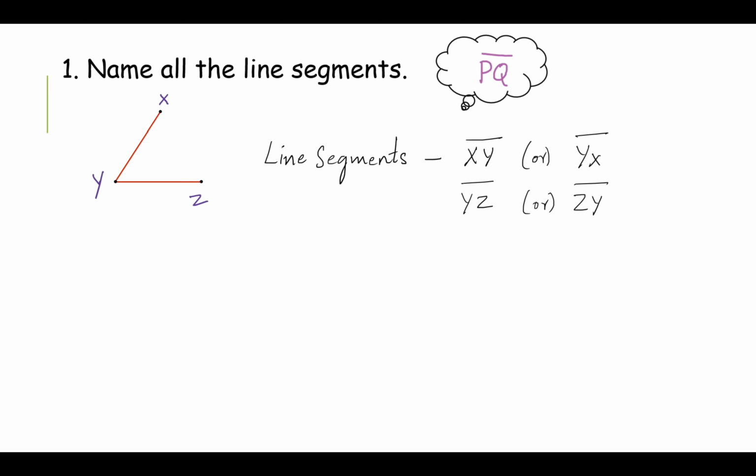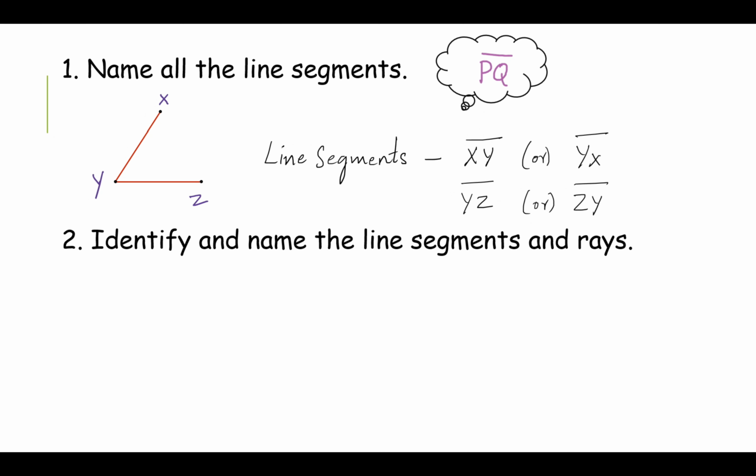Now, coming to my next question. Identify and name the line segments and rays. Now you have to identify line segments as well as rays for the given figure. So this is the figure. Look at the figure. Just now we have identified line segments. So it is easy for you to identify line segments. If you observe the figure here, for line segments you need two endpoints.